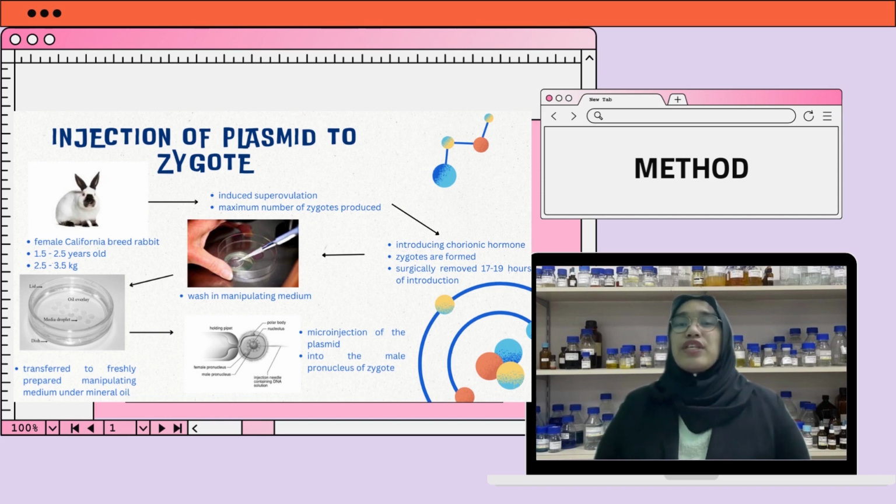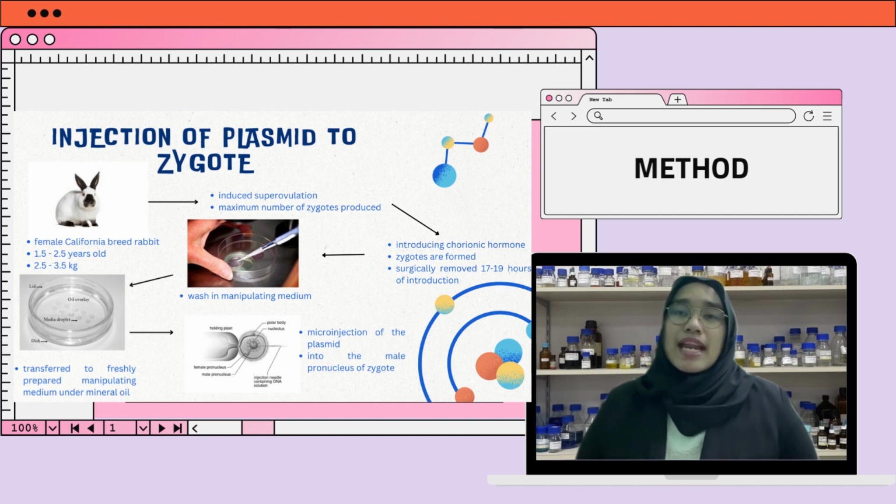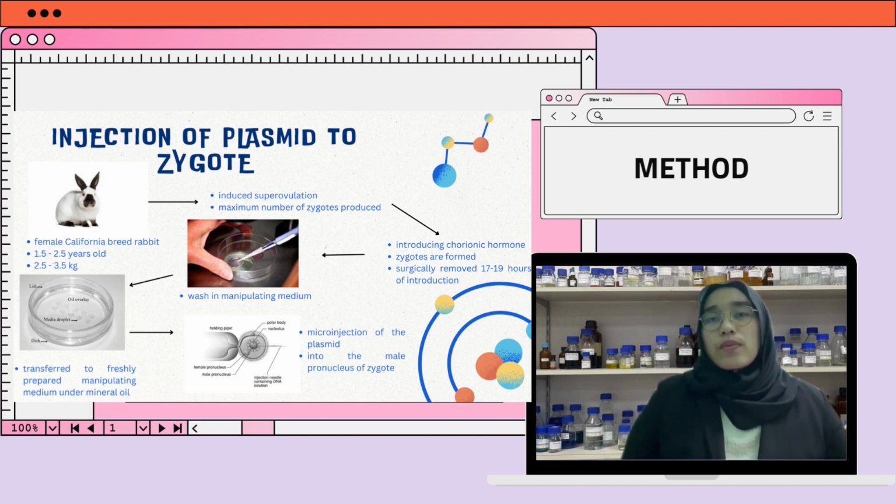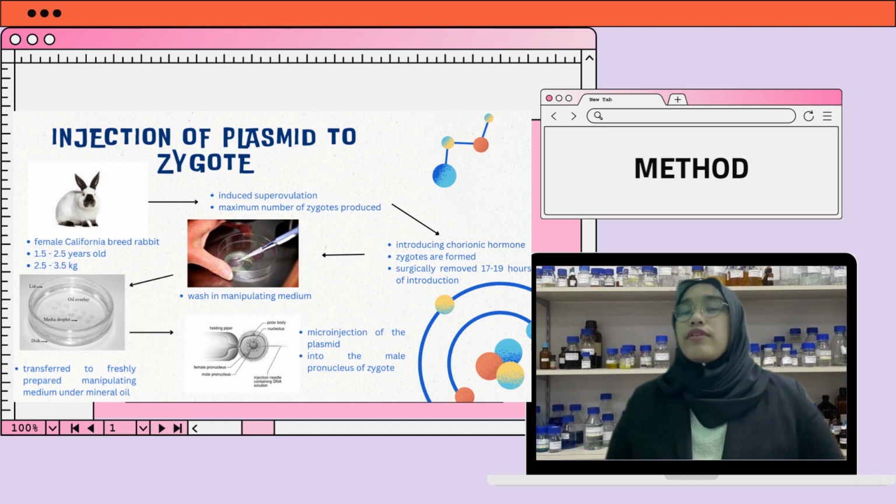In this research, they are using female California breed rabbits at the weight of 2.5 to 3.5 kg and at the age of 1.5 to 2.5 years old. First, they will induce superovulation in these rabbits. This causes them to produce more zygotes. Next, the rabbits will be given chorionic hormone. After 17 to 19 hours of introduction of this hormone to the rabbits, the zygotes will form.